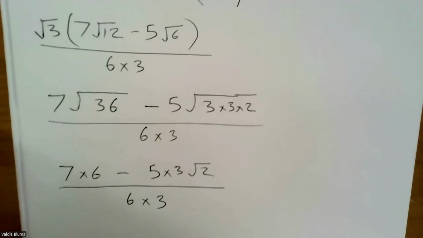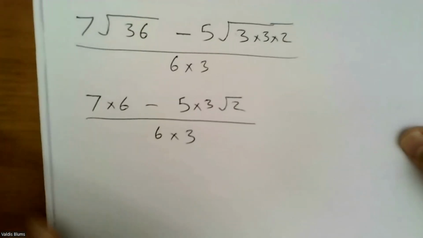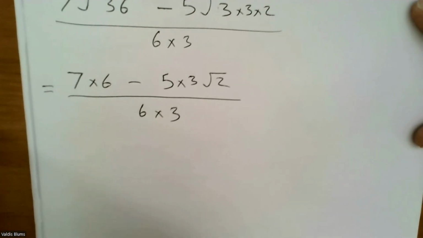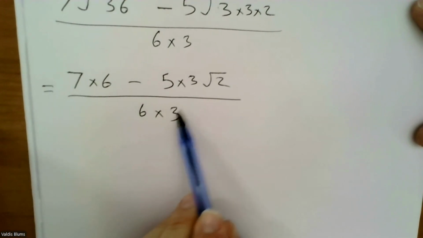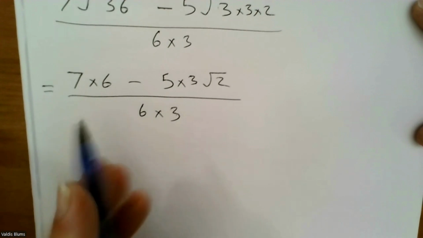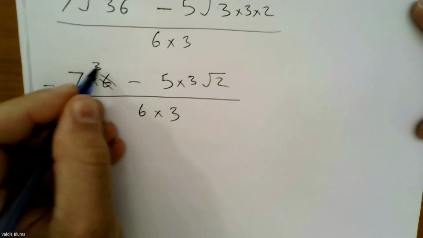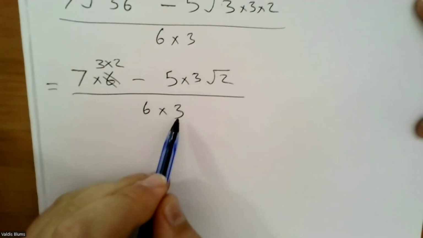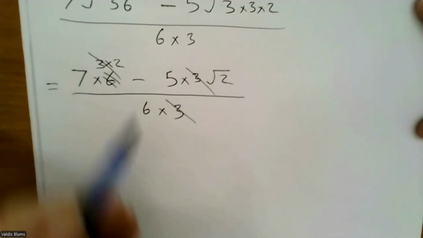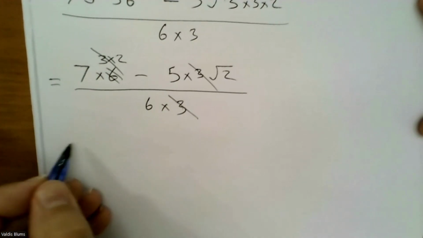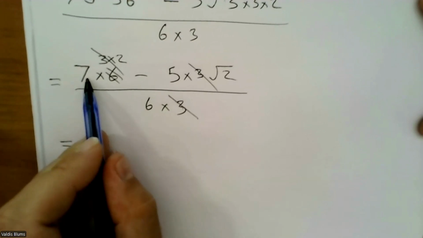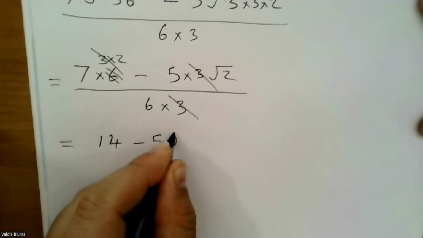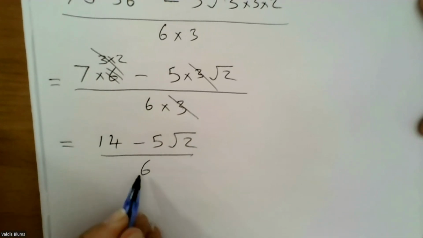Now, if we look at common features, the aim of the game is to always simplify as you go. If you look for common features, you can say, okay, there's a 3 here, there's a 3 there, and that 6 can be broken up as a 3 by 2. So we would factorize 3 out of every term, and so our 3's divide out. And you're left with 7 times by 2, so 14, minus 5 square root 2, all over 6.